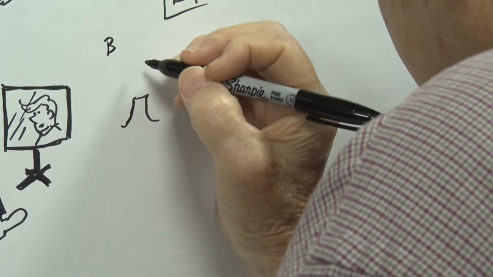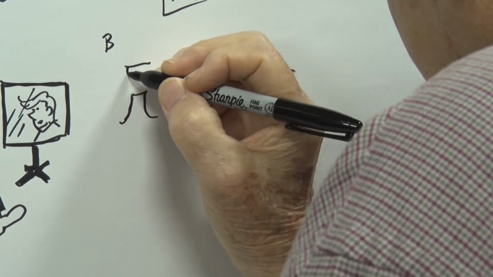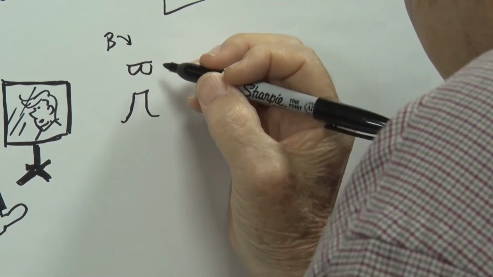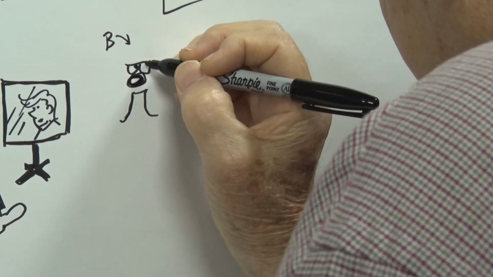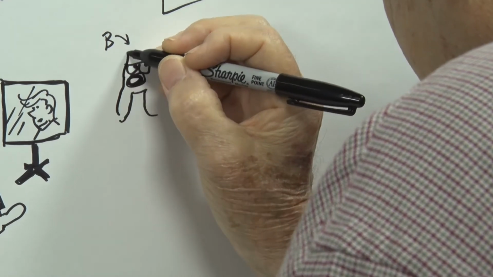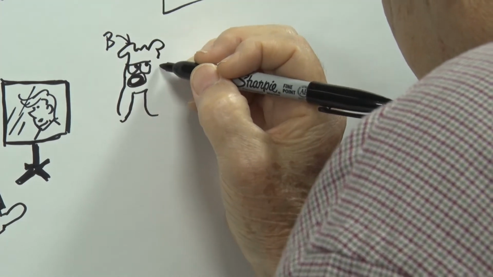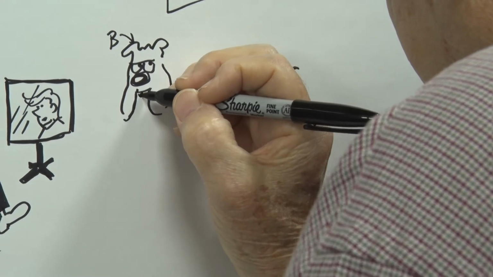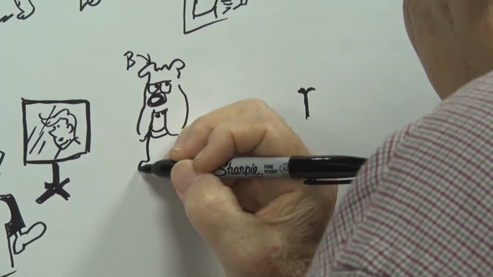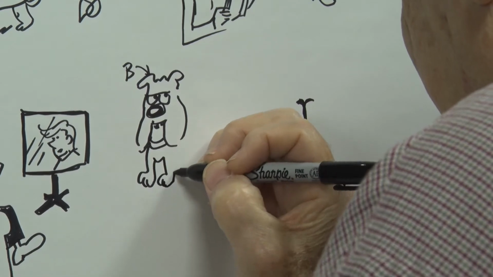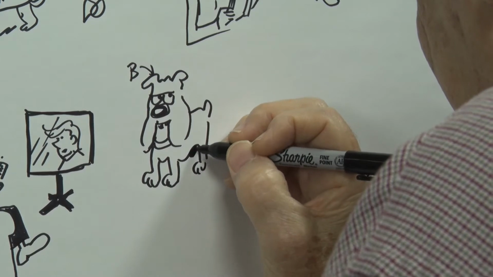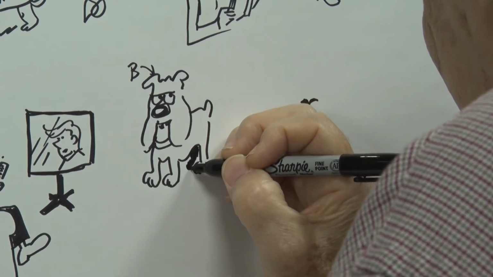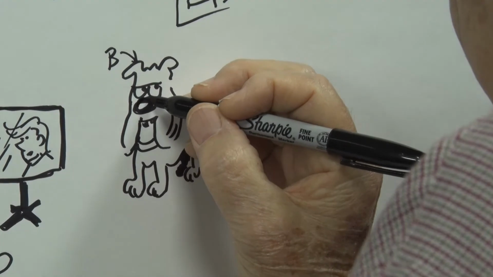Now I'm going to turn the B over like this in order to create a sort of a grouchy looking bulldog. So there you have RB.